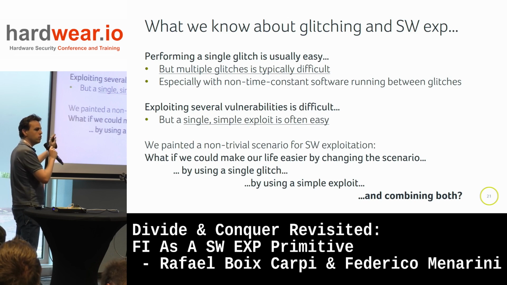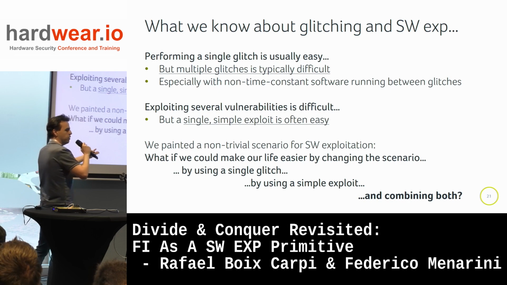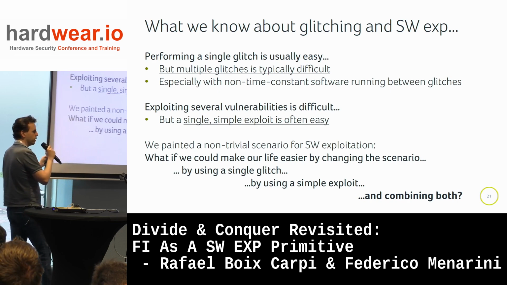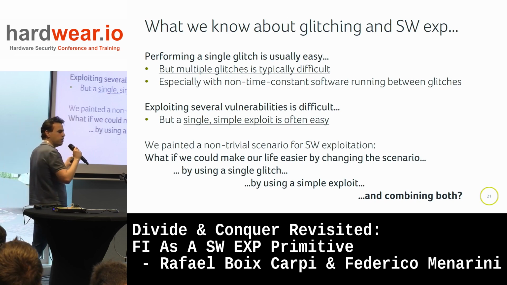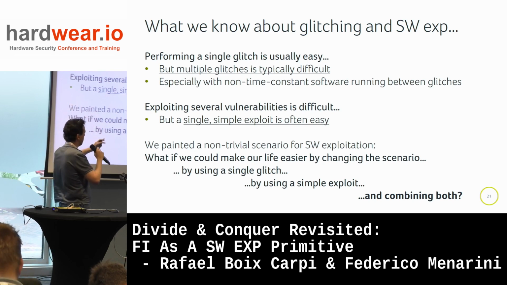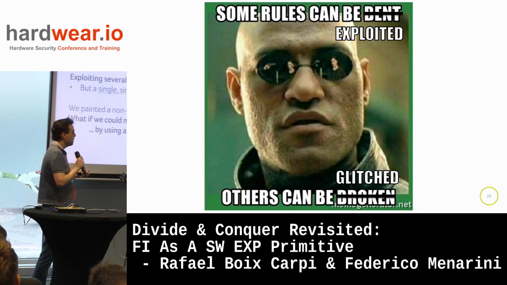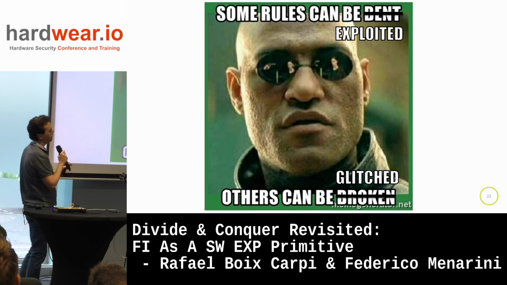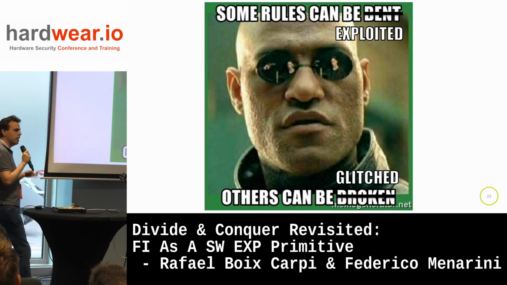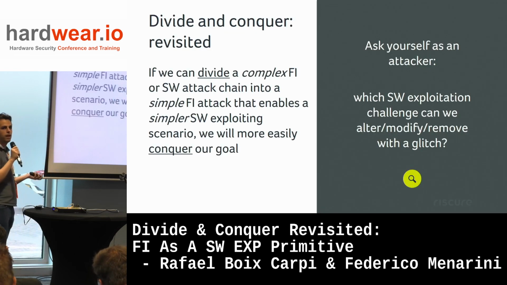What if we use what we know from all the talks and our experience from exploitation and from glitching, and what we do is the following. What if we change the scenario, we make our life easier by using a simple glitch, a stupid glitch, a simple exploit, not a complicated exploit, and we combine both. I like to think of it like a bit of this matrix, some rules we can exploit and some others we can glitch. So this is a classical divide and conquer approach.